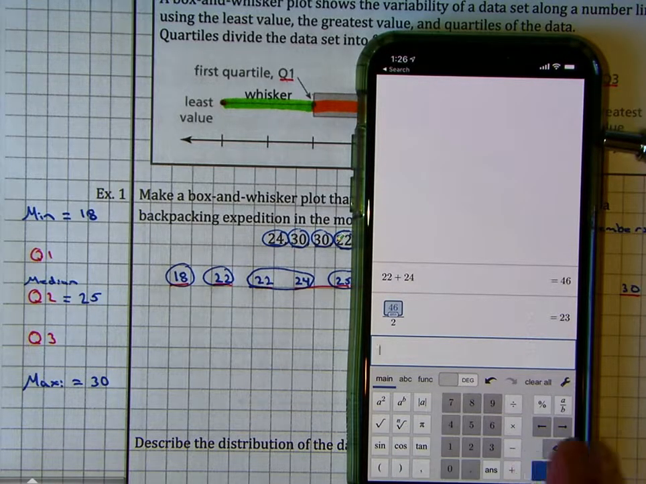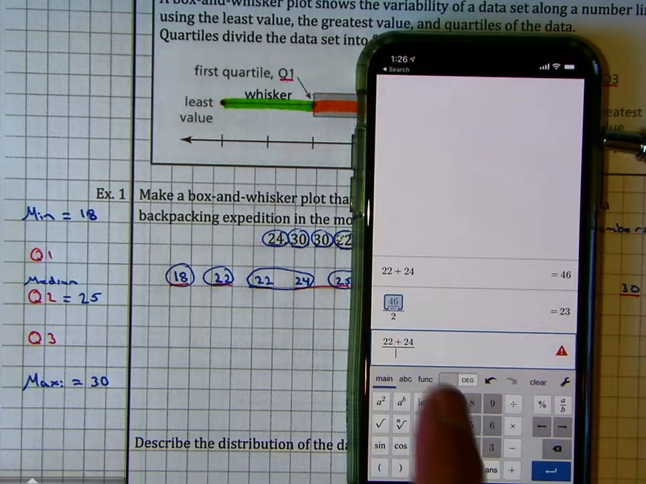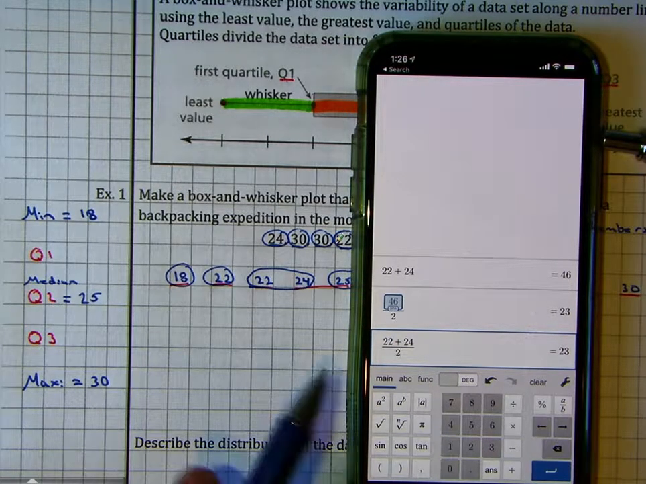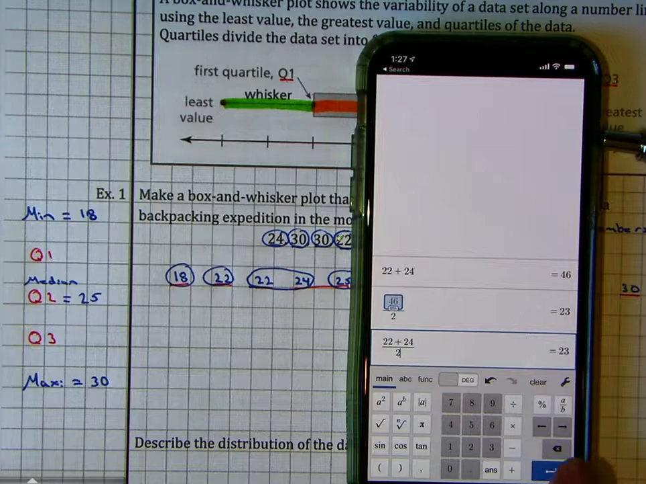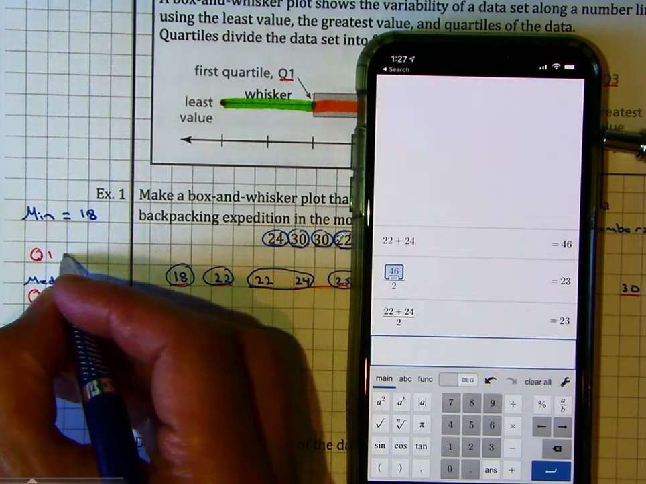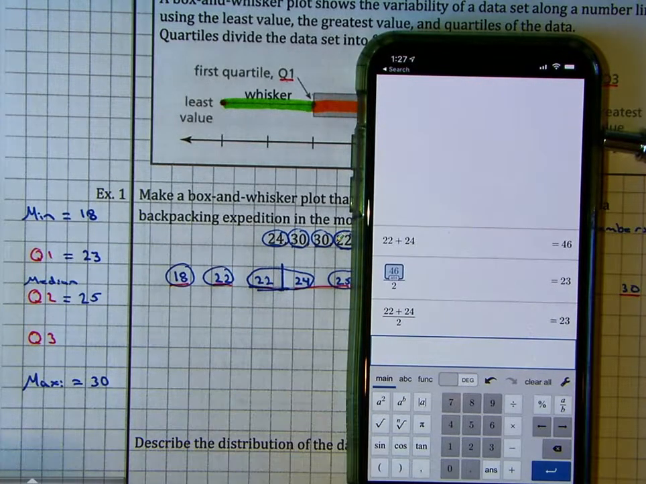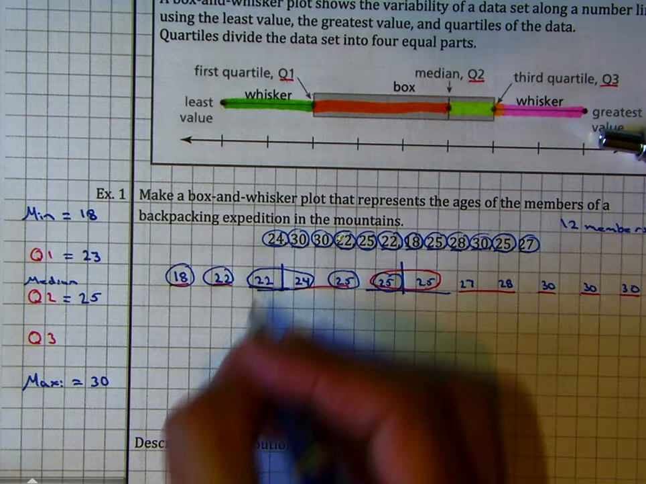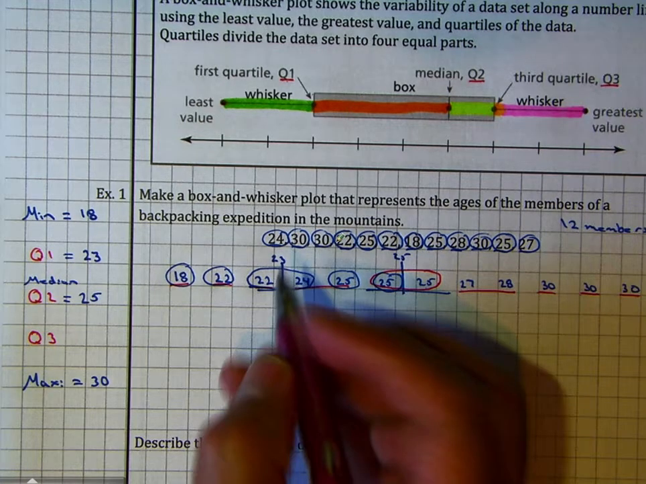If you want, you can just place your fraction bar, and you can place 22 plus 24, and then divide by 2. Notice that with decimals, it's very easy to see that that was your answer from your previous result. So your decimal calculator has done a really good job, and it's free. So that'll be 23. So therefore, your Q1 is 23. And I'll place a little tick, so I know that's the middle. So this is your Q1.